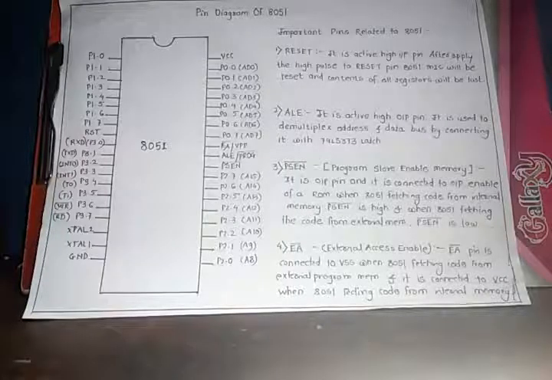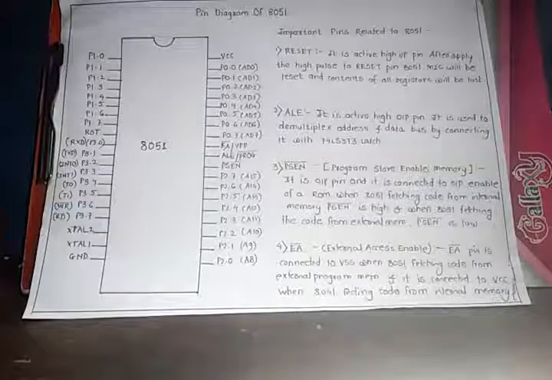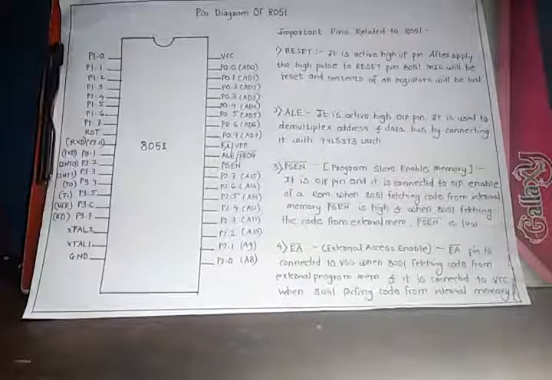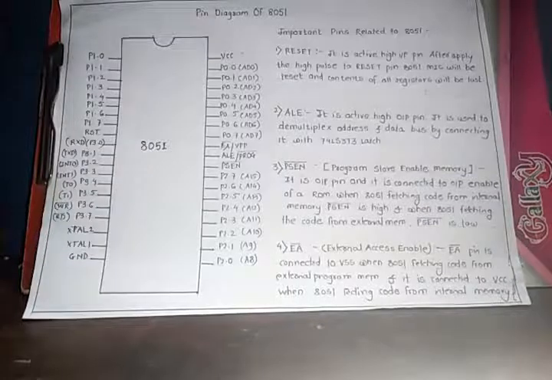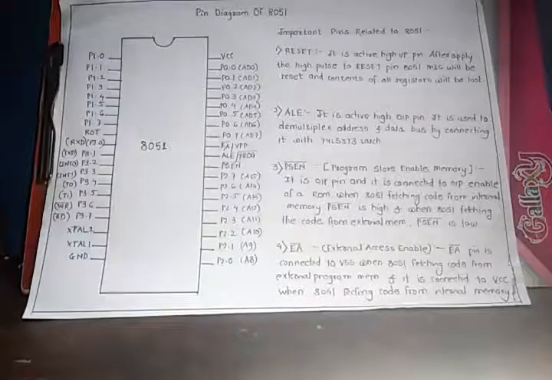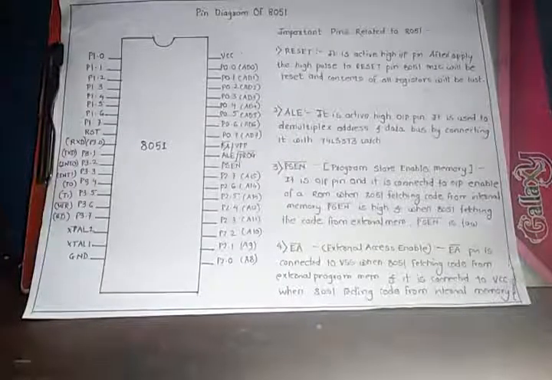Then port 2. Port 2 is an 8-bit input-output port and it does not need an external pull-up resistor because port 2 already has internal pull-up resistors. It is used as A8 to A15, that is nothing but the higher order address bus. So port 2 is used as the higher order address bus.